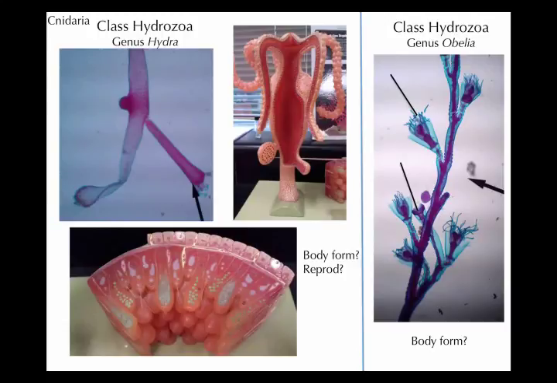It'll settle, land on the substrate, attach, and then grow. They can also sexually reproduce. They don't have to just bud.